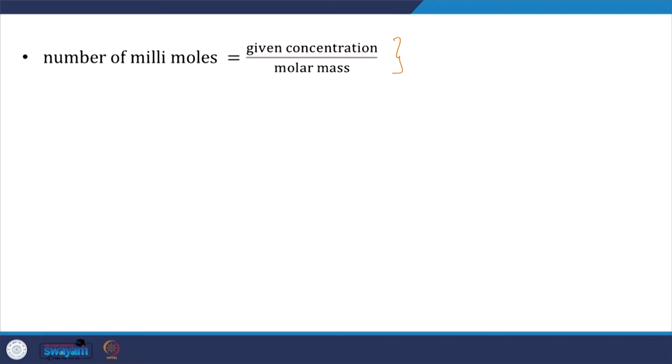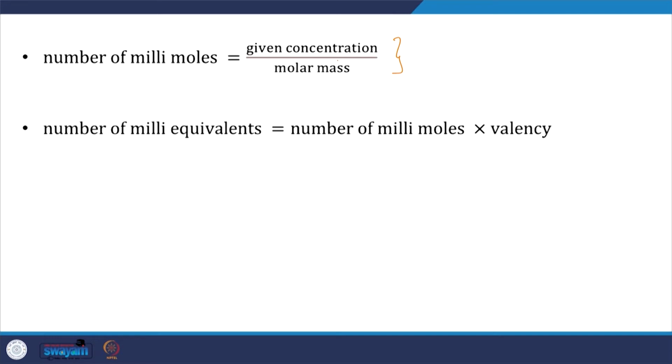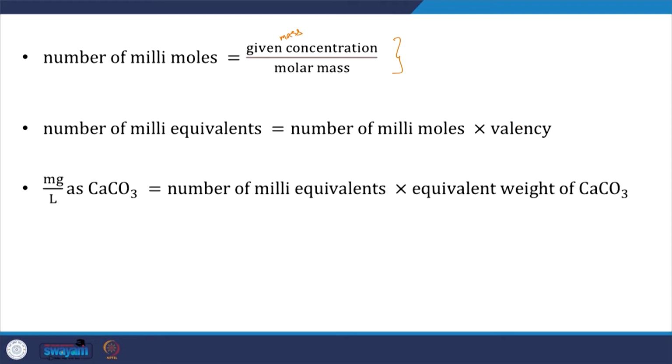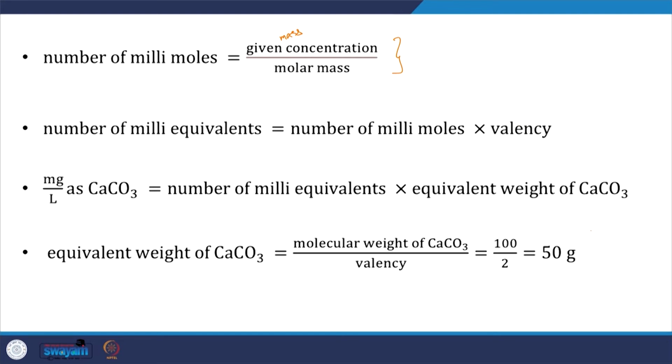Number of millimoles equals given mass concentration divided by molar mass. Number of milliequivalents equals number of millimoles times valency. Milligram per liter as CaCO3 equals milliequivalents times the equivalent weight of CaCO3, and the equivalent weight of CaCO3 is the molecular weight, which is 100, divided by the valency, depending on the charge. For Ca2+ and CO3 2-, both are 2, so that's why 2 here. So that's 50 grams. The way I write it, it is 50 grams of CaCO3, always write the compound, per equivalent. So that's something to keep in mind.